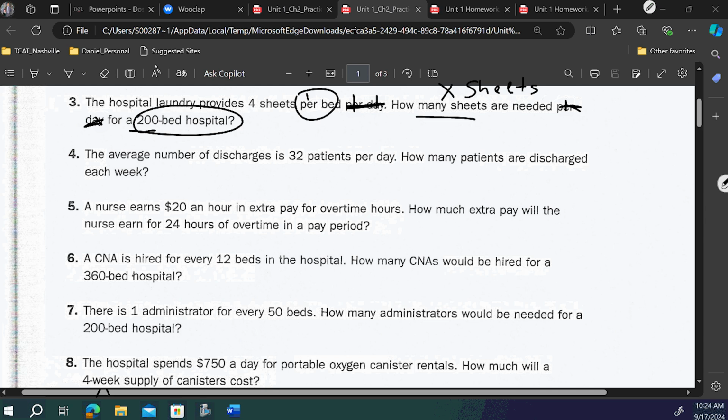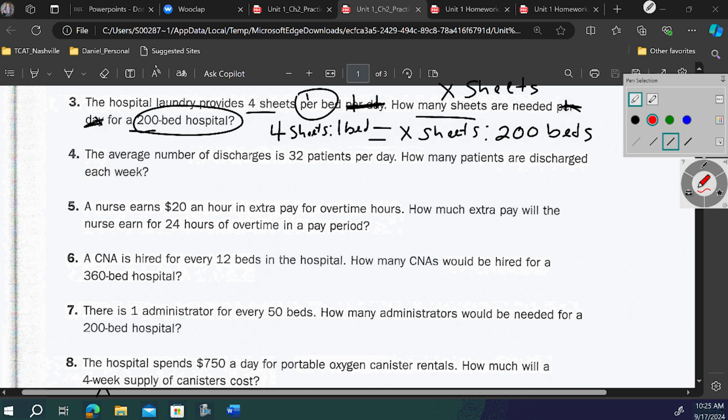So now I've eliminated stuff that's useless to me, and I know I'm looking for sheets, and I want to know how many sheets I need for a 200-bed hospital. So now it's much easier, right? X sheets for 200 beds. And then it just says I do 4 per bed. So 4 sheets to 1 bed. Does that make sense how we got there? Okay. And so then again, we just do means and extremes. We do the middle. 1 times X is 1X. I'm going to write it kind of in this space here. I'll write it down here somewhere.